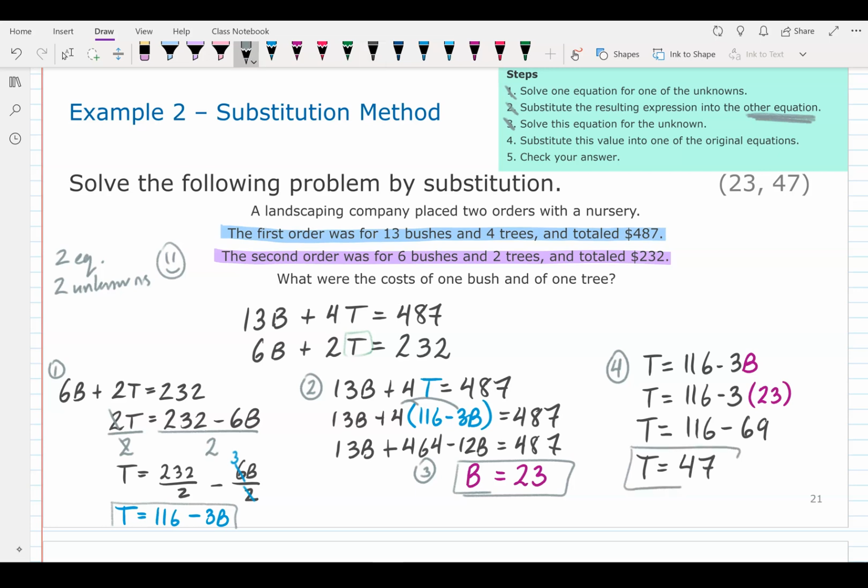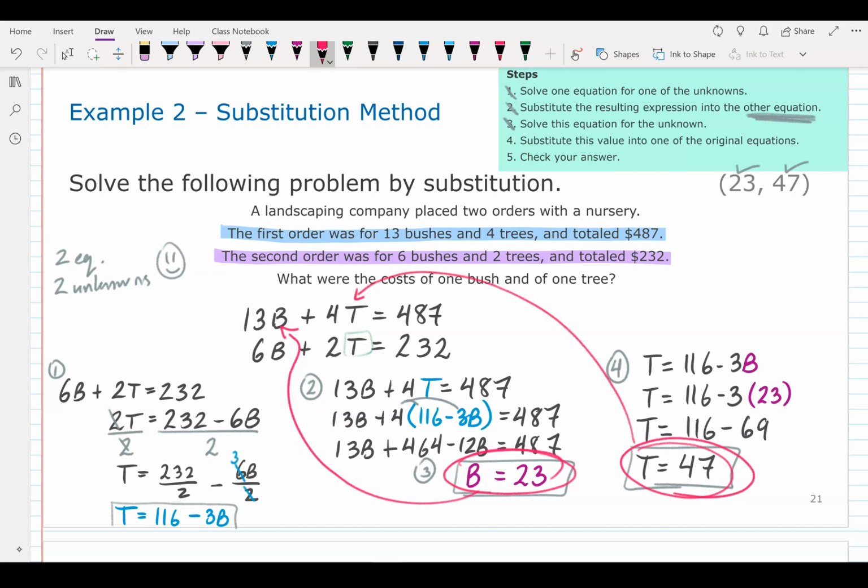And now we finally solved for the cost of one bush and one tree. The cost of a bush is $23, and the cost of a tree is $47. And that kind of makes sense. The bushes should be cheaper than trees, generally speaking. And we could go back and put, for example, 23 in for this here. We could put 47 in for this t here, and we should get 487 when you work that out. All right, so that's how we do the substitution method.